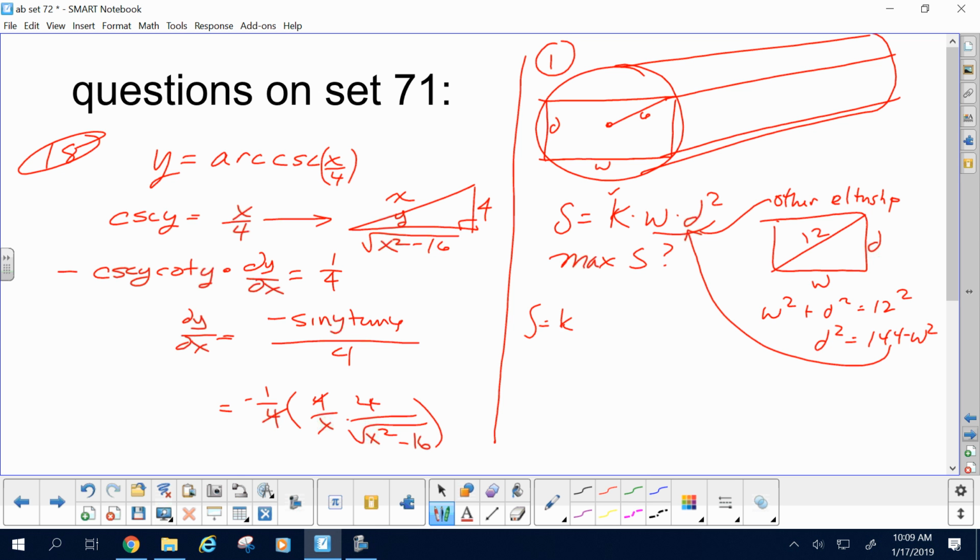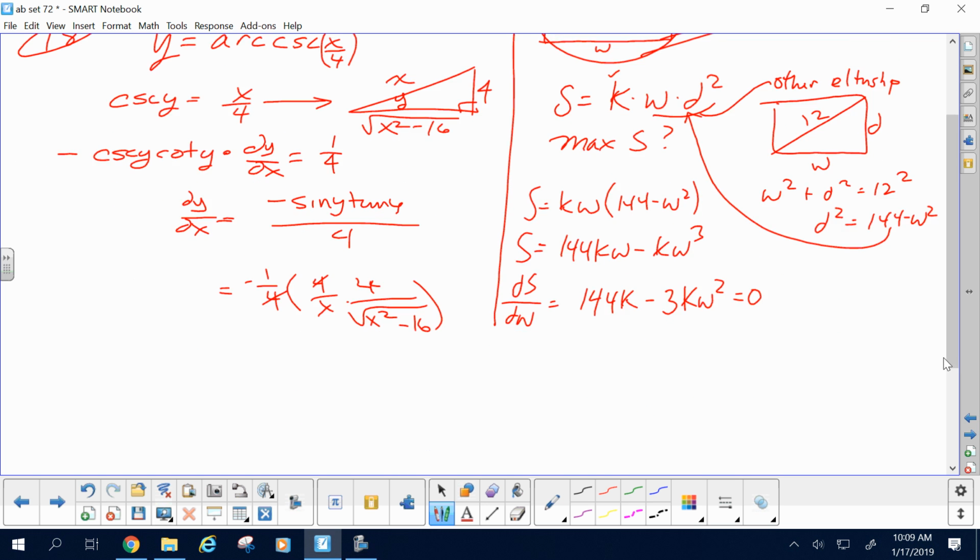So S is KW times (144 minus W squared). Multiply it out and take the derivative, or just product rule derivative? Multiply it out, okay. So S equals 144kW minus kW cubed. Sounds good. What is S prime or dS/dW? Now remember, k is a constant. 144k minus 3kW squared is 0 or undefined, but there's no undefined place here.